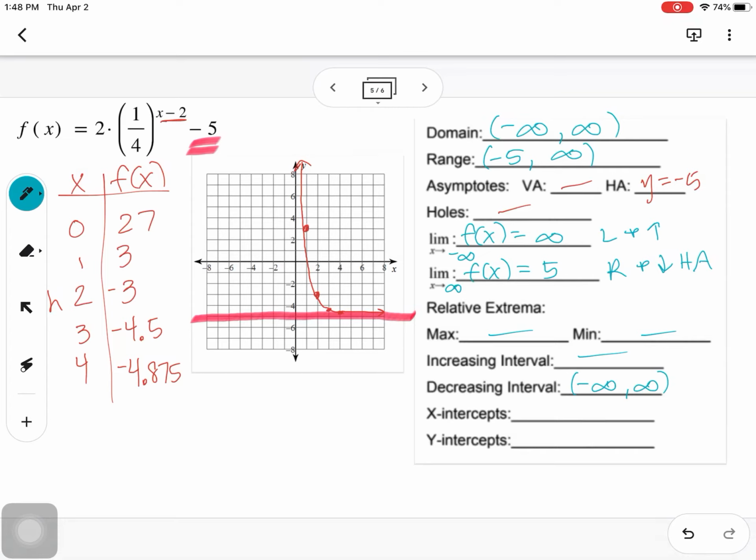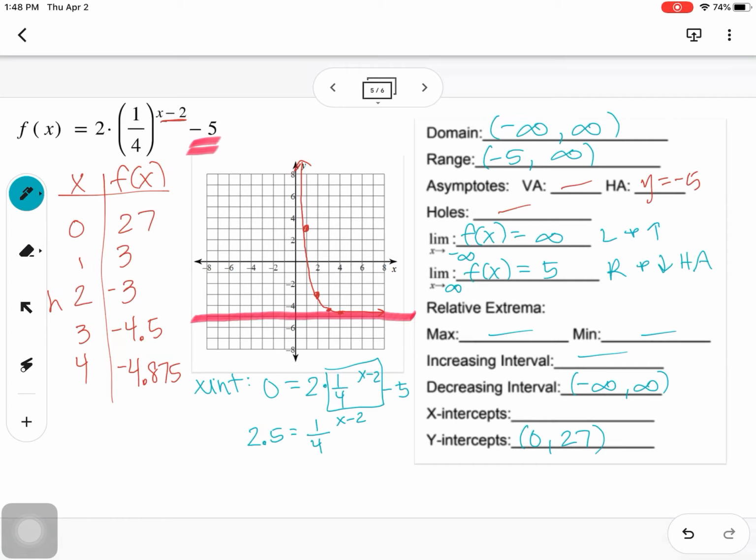We need to find our x-intercept, though, and our y-intercept. Our y-intercept we actually already know, so I'll just plug it in because we plugged that into our chart already. For my x-intercept, we have to, as always, set it equal to 0. And I'm going to isolate this 1/4 to a power first. I'm going to add 5 and divide by 2, and you get 2.5 equals 1/4 to the x minus 2.